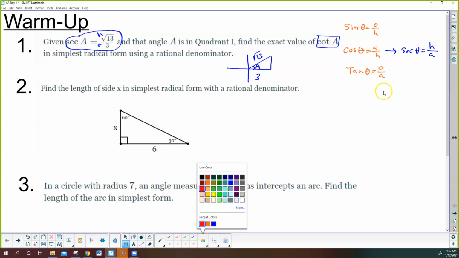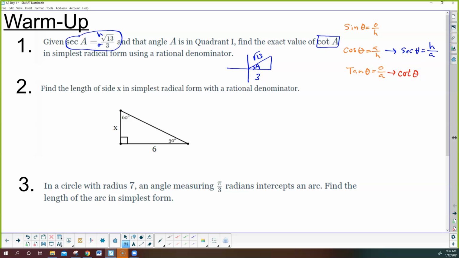What I'm looking to do is use this information to find cotangent. Well, cotangent is the reciprocal of tangent. And if tangent is opposite over adjacent, that's the TOA, then cotangent is adjacent over opposite. Well, I know what the adjacent is. Now I just have to find the opposite. So really, this is just a Pythagorean theorem problem in disguise. We know that this is a 90-degree angle.